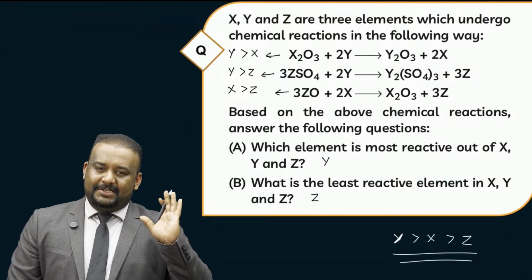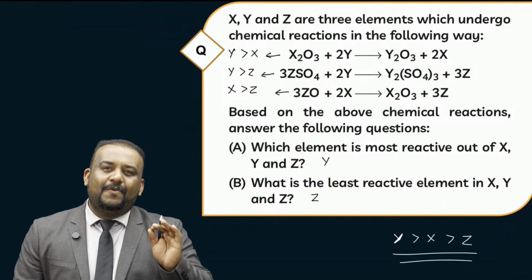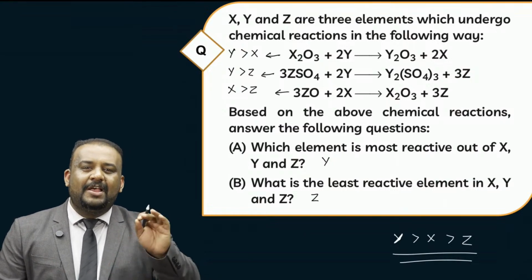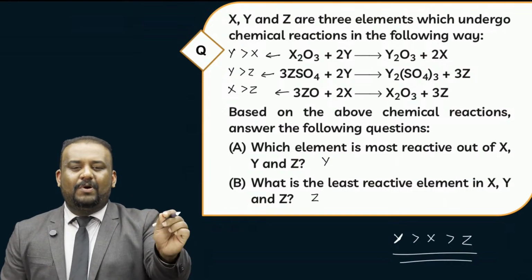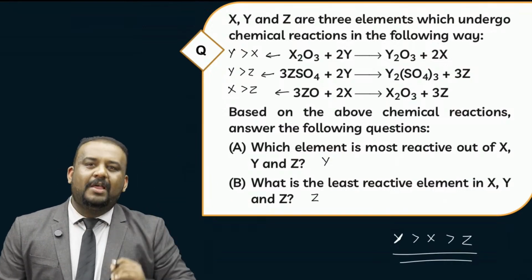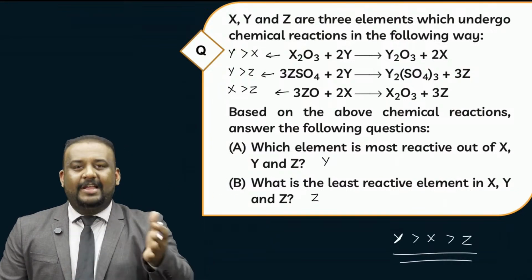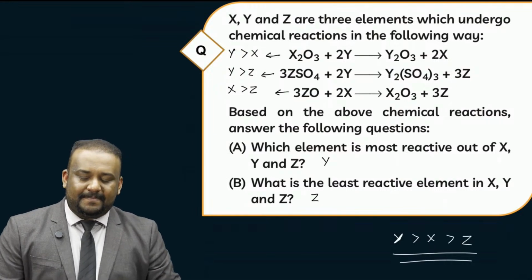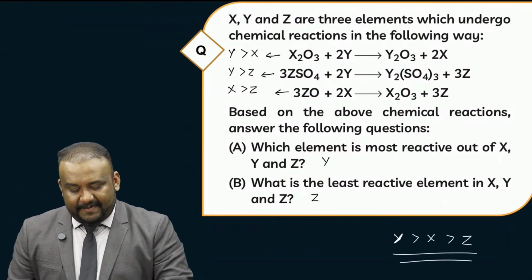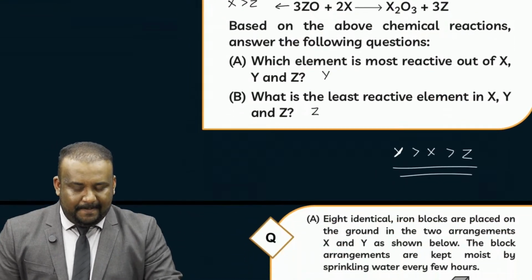It's very simple. All you need is this conceptual understanding that if you get a single displacement reaction, what is the inference from that? If the reaction happens, then whoever is displacing will be more reactive than the one who is getting displaced. If it doesn't happen, it's the other way around. Hope it is clear. Okay, perfect. So I think this question is also clear.